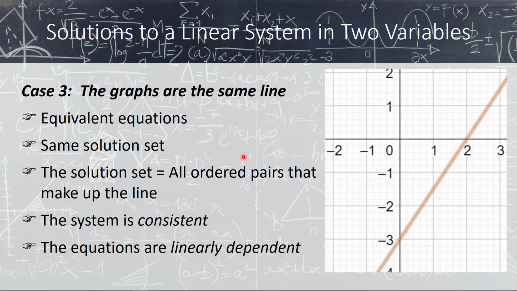And finally, if the graph of the two equations produces the exact same line, we actually have equivalent equations. They will have the exact same solution set. As you can see, it will be all the points on the line. And we will say that the system is consistent because, once again, it has a solution. However, these equations are linearly dependent.